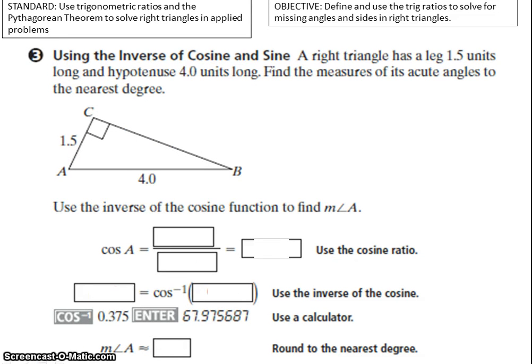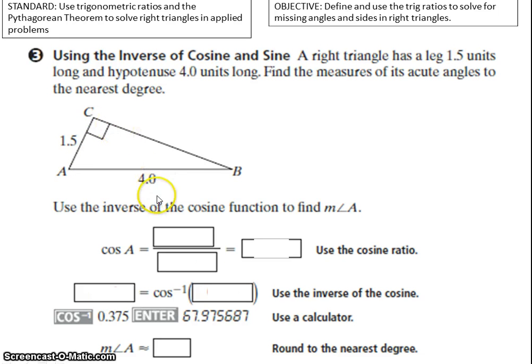Now, using inverse of cosine and sine, we've got a right triangle that has a leg that's 1.5 long and 4.0 long. So this side here is 1.5, this side here is 4.0. We're going to use those inverse functions. So this is going to be the inverse of cosine because here's the angle A that's what we want to find. And what we're being given is the adjacent side and the hypotenuse. Here's C, that's the right angle.